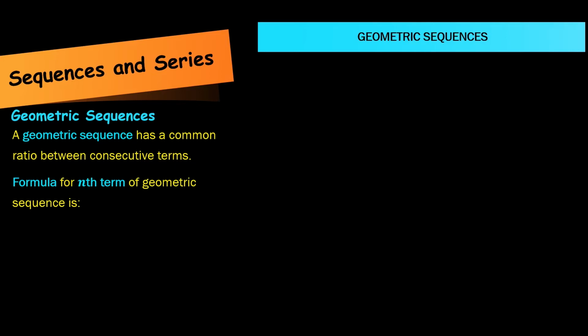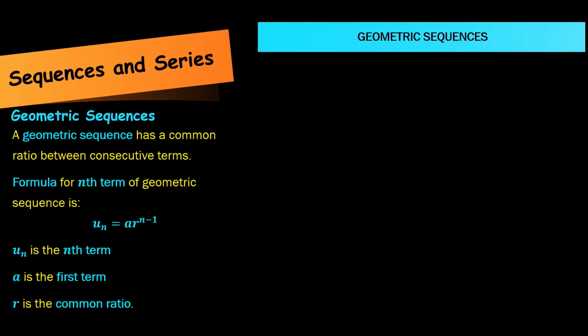The formula for the nth term of a geometric sequence is u subscript n equals a times r to the power n minus 1. Here, u subscript n is the nth term of the sequence, a is the first term, and r is the common ratio. Let's now take a look at some examples.